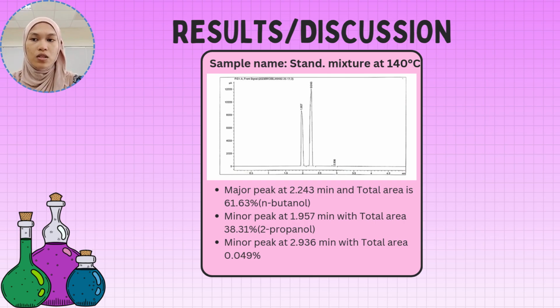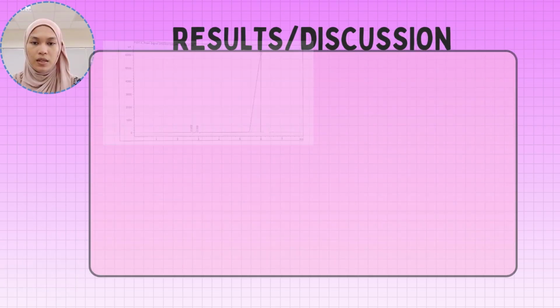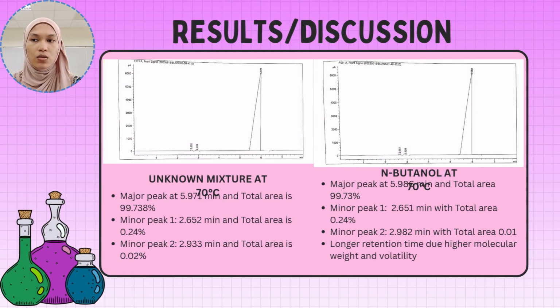It clearly shows that increasing temperature speeds up the elution process by reducing interactions between the analytes and the stationary phase. Despite the faster elution, the peak areas remain consistent, showing that quantitative results are not affected by temperature change. Next, we are going to identify the unknown solution.